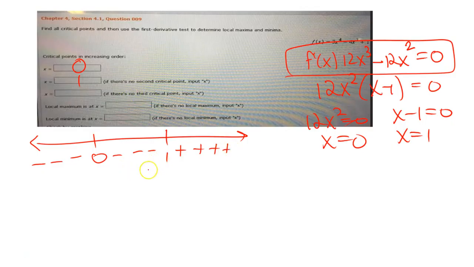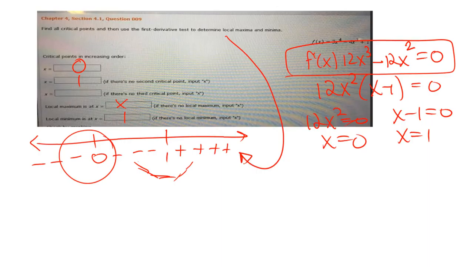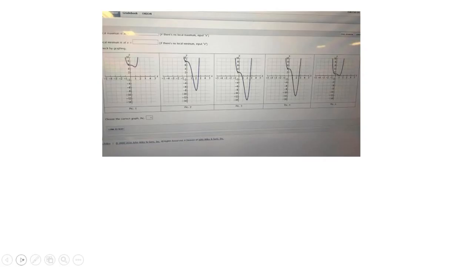So what we have here is, since it changes from negative to positive, this is a minimum, right? A negative slope to positive slope. So our minimum is at 1. The critical point at 0 is neither a minimum nor a maximum. So we do not have a maximum there. Okay, so this is us using the first derivative test, right? And the critical points are always found by taking the first derivative and setting it equal to 0.